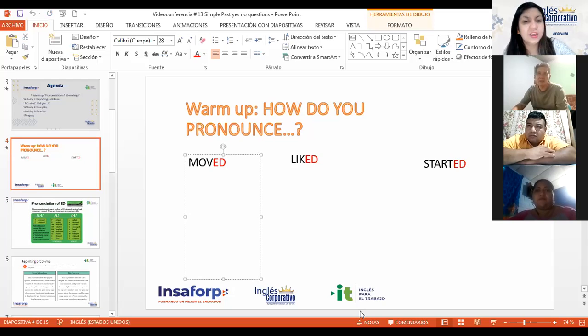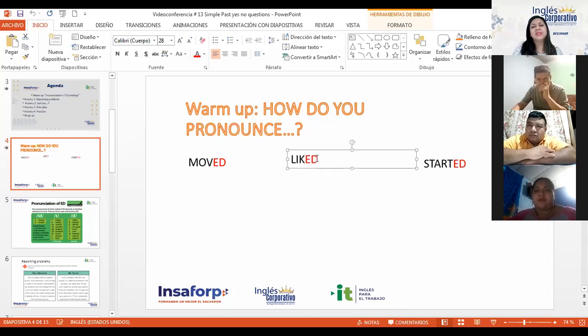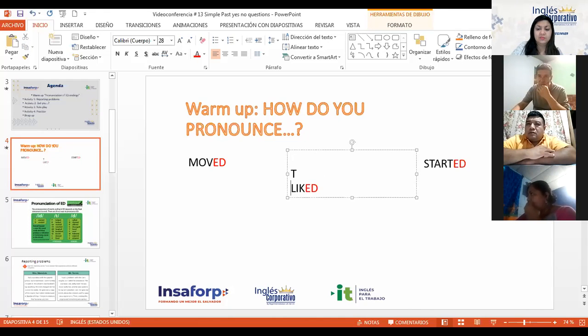Okay, I think these ones are easier. For example, all verbs that end in p, k, sh, ch, th, z, and ss, the pronunciation is like t. So this pronunciation is like t. For example, liked, looked, cute.